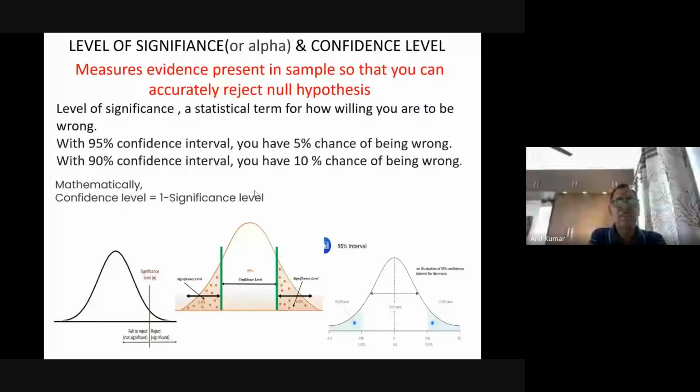Another very important aspect is at what level of significance, also known as alpha level, and at what confidence level you draw conclusions. What should be your level of significance? This is to be chosen by you only. Level of significance means 5%, 10%.